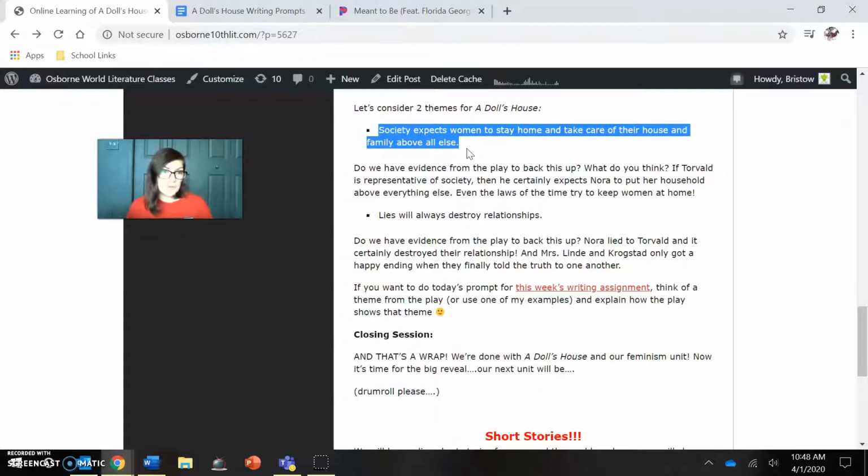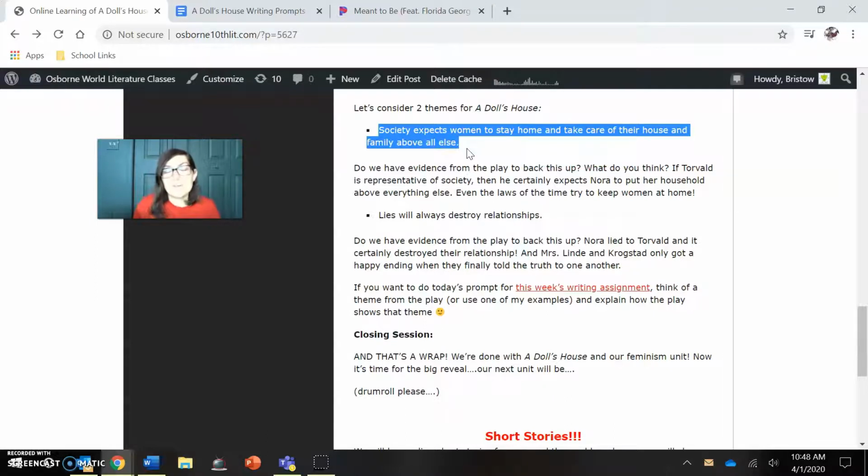If we consider Torvald to represent society, then he certainly expects Nora to put her household before anything else in the world. And we see this a lot throughout the play. We see Nora unable to sign for a loan by herself, Nora expected to care more about her kids than she does about herself. Of course, she kind of subverts that at the end when she leaves her family, but it was a twist ending. It was a shock ending when that happened.